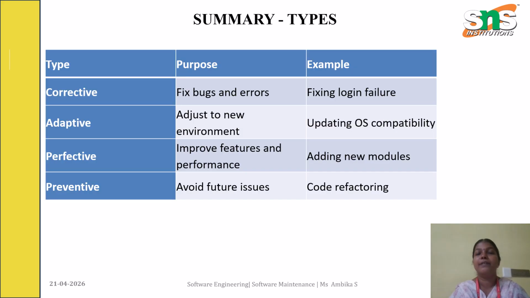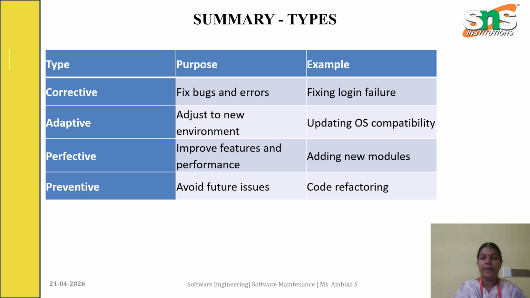Next comes the summary of all these types of maintenance: corrective maintenance, adaptive maintenance, perfective maintenance, and preventive maintenance. Corrective maintenance is mainly useful for fixing bugs and errors, for example, fixing login failure. Adaptive maintenance is used to adjust to the new environment, for example, updating the OS compatibility.